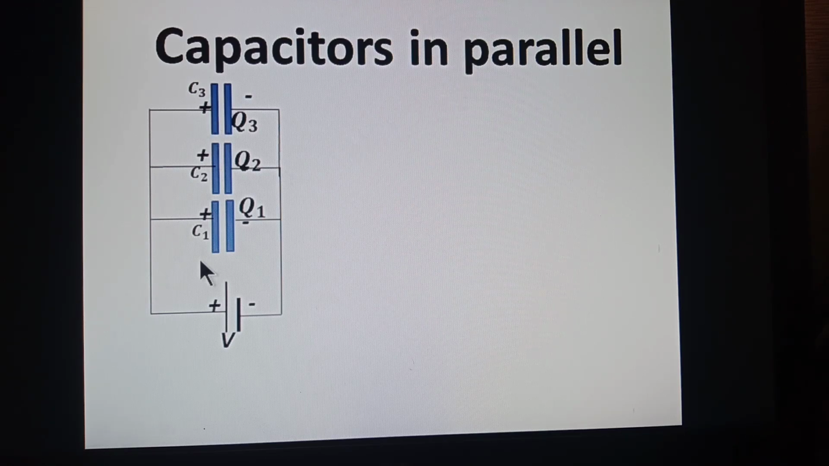Look at this diagram. If there are three capacitors with capacitances C1, C2 and C3, and they are joined in a circuit such that the left plates of all the capacitors are connected to a single point and the right plates of all the capacitors are connected to another single point, and a voltage source V, or a battery of voltage V, is connected across these points, all the capacitors are directly connected with the battery, and all of them will be charged according to their capacitances.